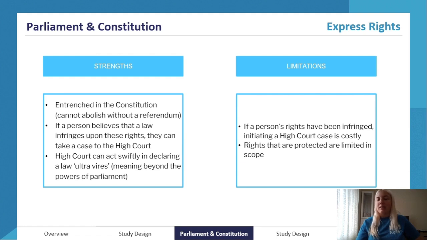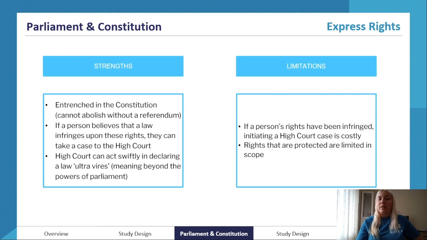Additionally, the requirement for standing is also a necessity, another limitation that I just mentioned and explained. Also, the rights that are protected are limited in scope. So the idea that we only have 5 express rights, they're all very specific and quite narrow too. They don't ensure much. And these are the only 5 that are protected by the Constitution.